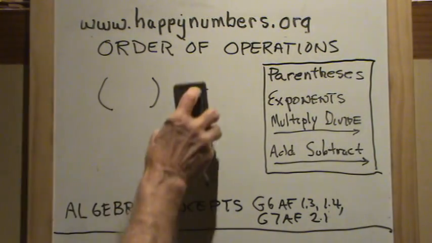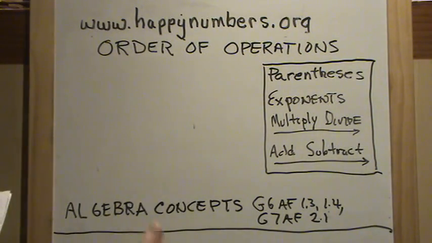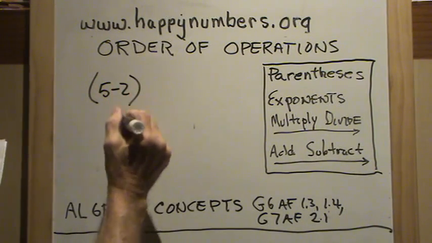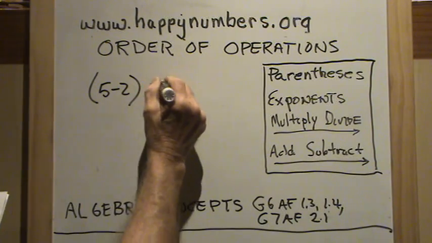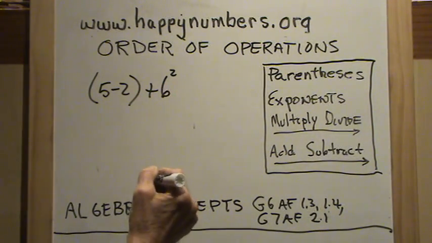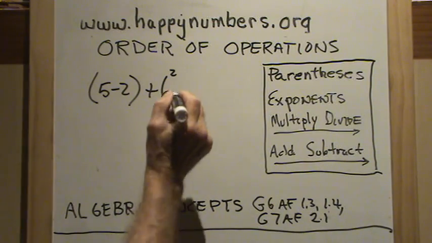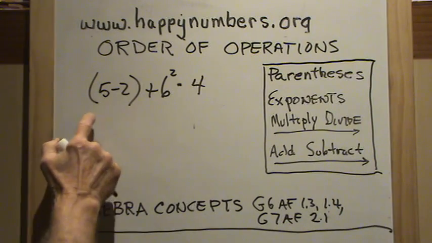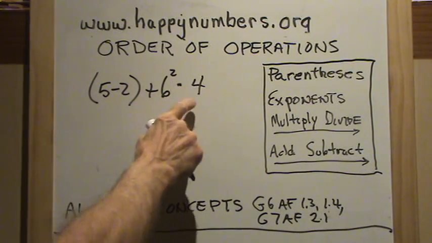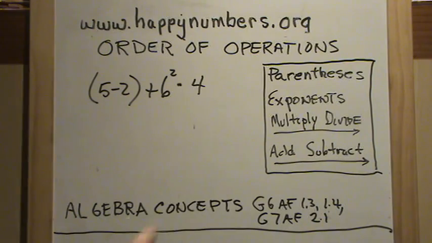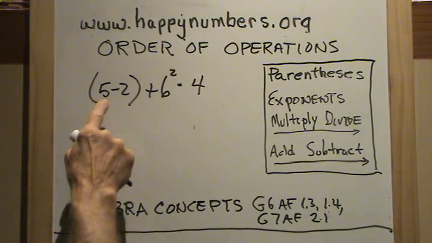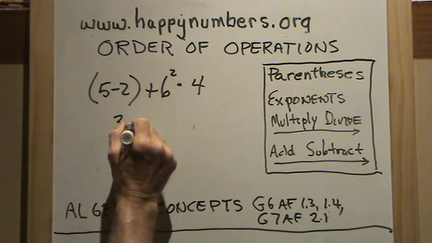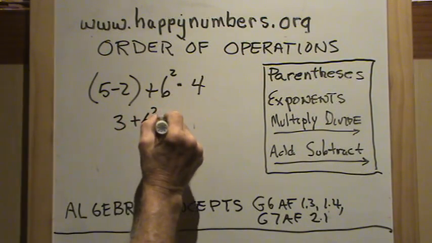Let me give you an example here. We'll put a problem up. Okay, we'll have 5 minus 2 plus 6 to the second power, or 6 squared, times 4. Well, now in this problem we do have parentheses, we have exponents, and we have multiplication and addition. So we do parentheses first. 5 minus 2 is 3 plus 6 squared times 4.